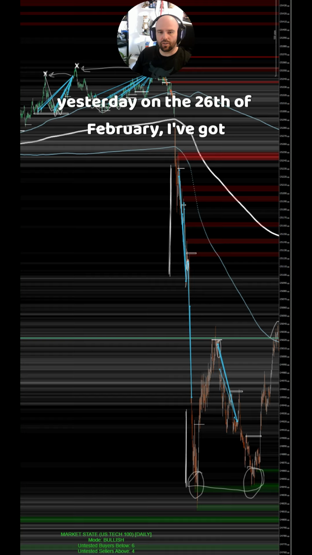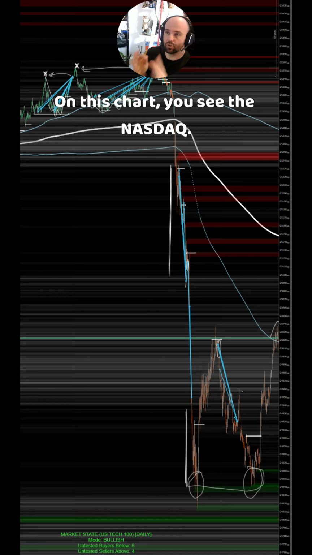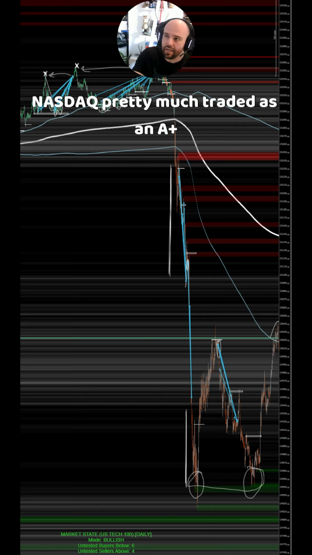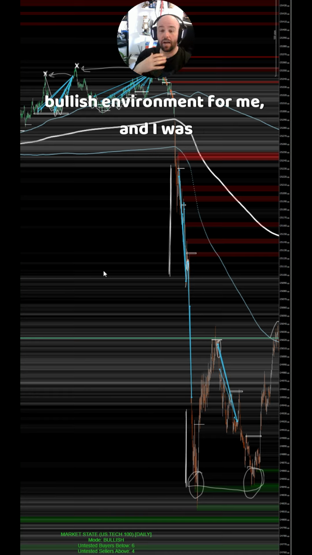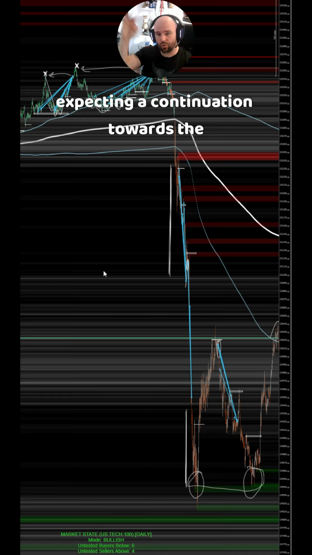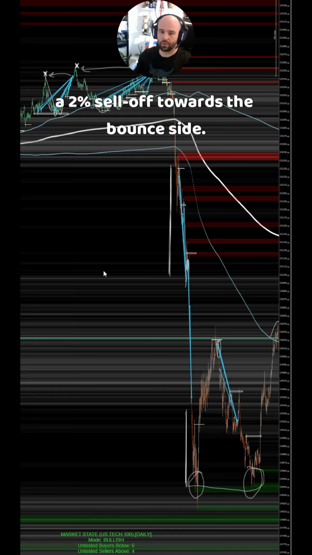So yesterday, on the 26th of February, I've got a perfect example in this video of why environment matters. On this chart, you see the NASDAQ. NASDAQ pretty much traded as an A-plus bullish environment for me, and I was expecting a continuation towards the upside. But at the daily highs, a head and shoulders pattern formed, and that triggered a 2% sell-off towards the downside.